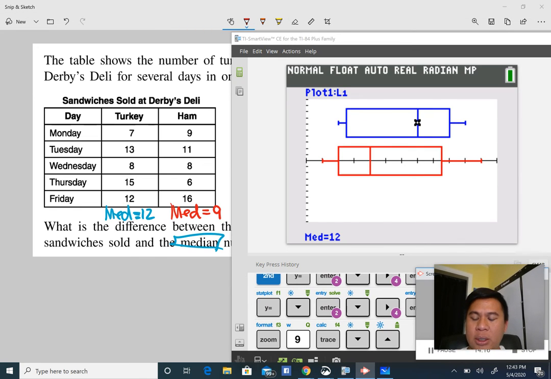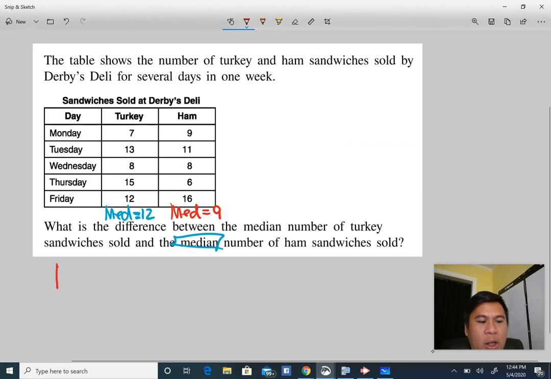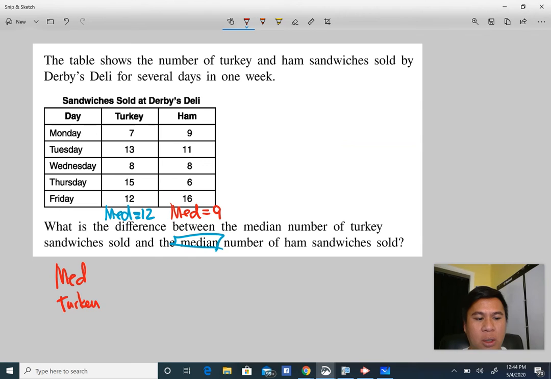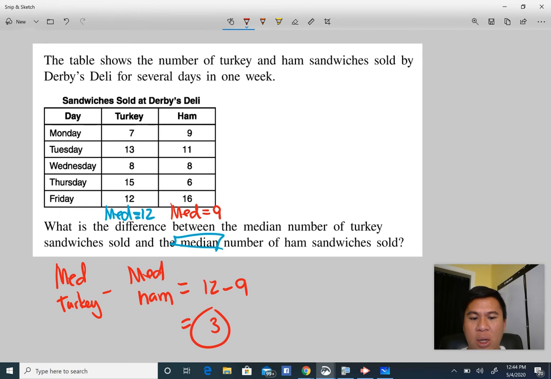Going back to our case, with our box plot here for our TI-84 calculator, the blue one is for the turkey and we got 12. If we go down, then that'll be 9 for the ham. After this, we're going to get the difference, which is the median of turkey minus the median of ham, and that will turn out to be 12 minus 9, equivalent to 3 in this case.